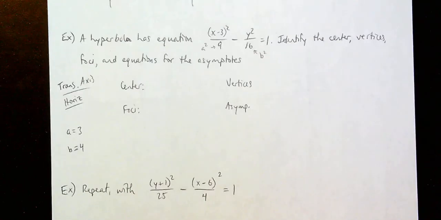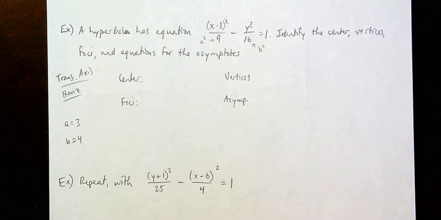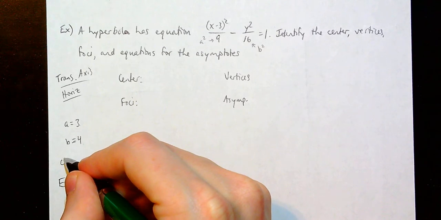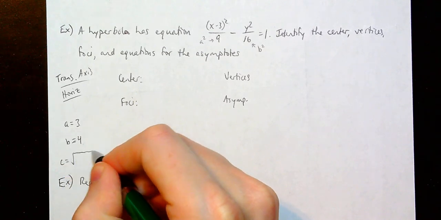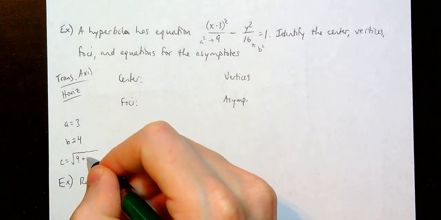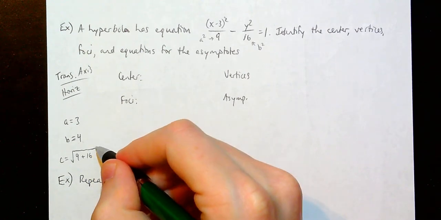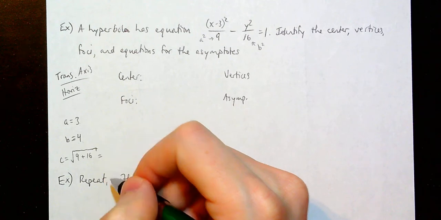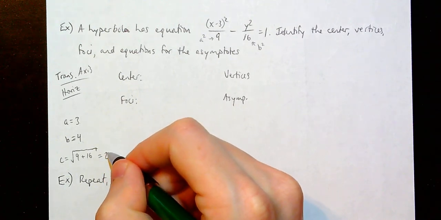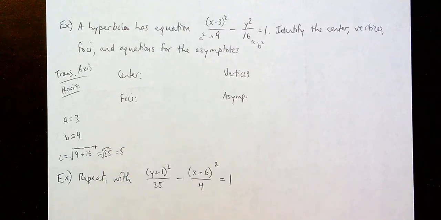So to find my c value, all I have to do is square each of these things, take that sum, and then take the square root of that sum. So c is going to equal the square root of 3 squared, 9, plus b squared, 16. And the square root of 9 plus 16, or the square root of 25, is equal to 5. So there we go, we have our c value.